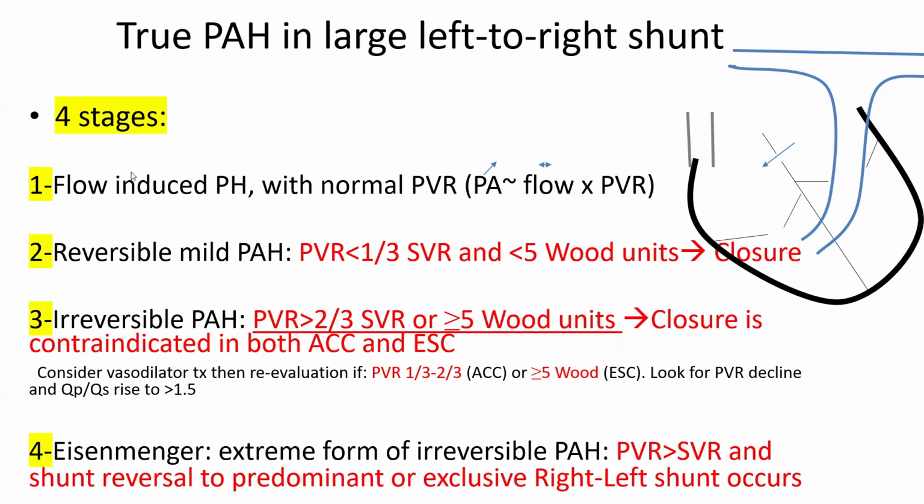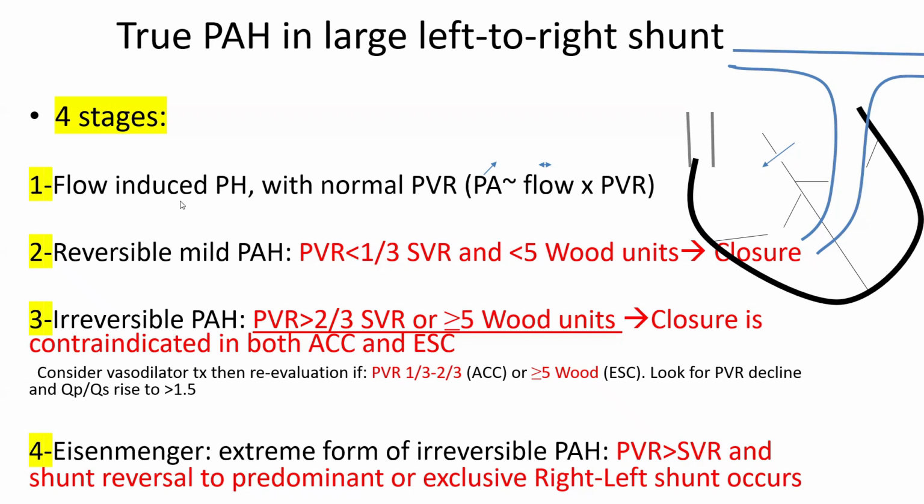We most commonly see PH with left to right shunt, such as ASD. The first 2 are the most commonly seen. We rarely see the last 2. But those are the 4 stages that you need to know. When you have a left to right shunt, such as ASD in an adult, you get flow-induced PH with normal PVR initially. Since the pressure is approximately equal to flow multiplied by PVR, if you have an increased flow, you will get an increased PA pressure.